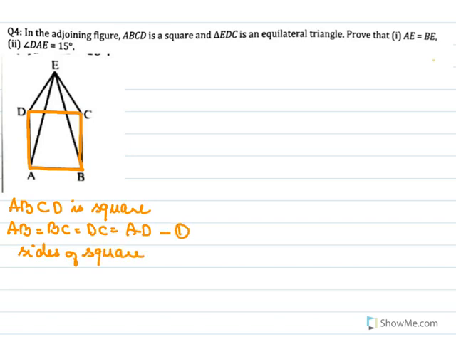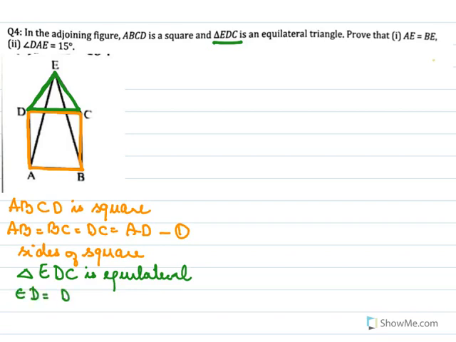Equation 1. Then we have an equilateral triangle. So triangle EDC is equilateral. All sides equal. ED equal to DC equal to EC.